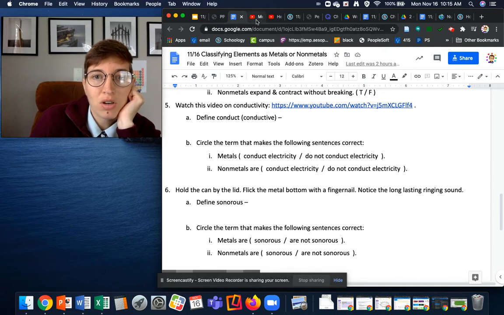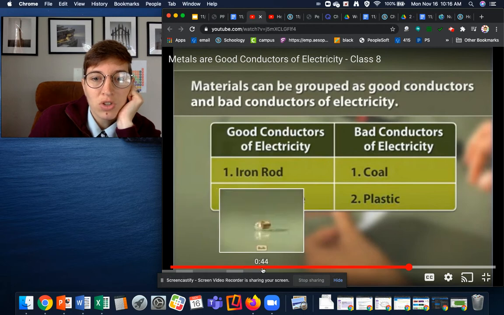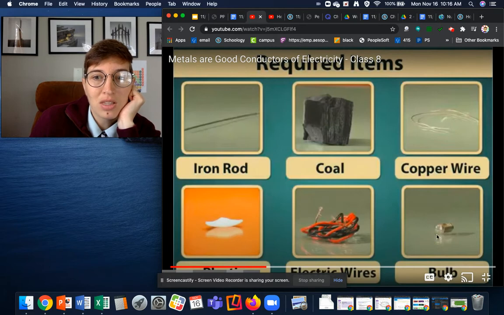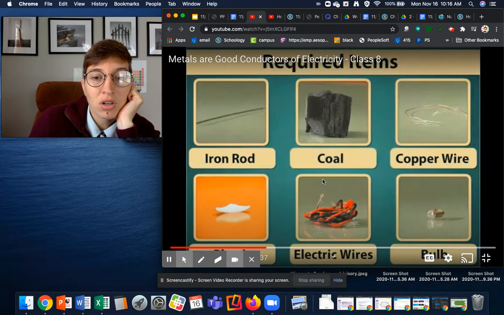Okay, so we're going to watch a video, a little experiment where you set up a circuit with some wires and a light bulb. If this light bulb lights up in the circuit, that means the electrons are able to flow through, the electricity is able to flow through. If it does not, that means it is not conductive, they're not able to flow through.